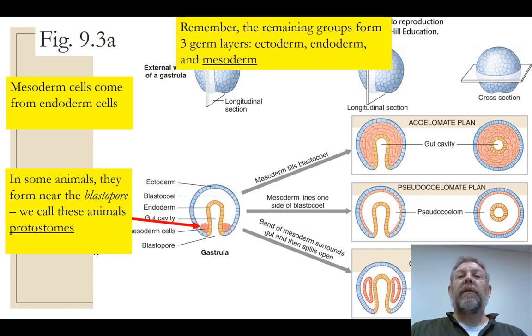And so again, these triploblasts form ectoderm, endoderm, and mesoderm. Since we're talking about the protostomes, the mesoderm forms near the blastopore. And so let me get my pen here. That's what we're showing you right here. And there's another red arrow here: when those cells form, they form in a unique spot, and that is shared among all the protostomes.